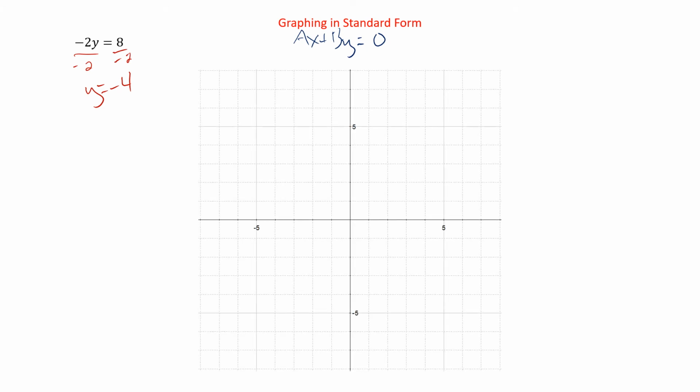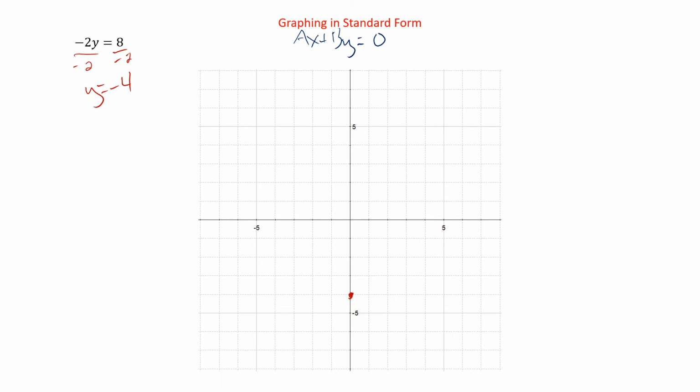Question is, what if that a value, remember that we have ax plus by equals 0. What if a equals 0 and we end up with like -2y equals 8? Well, we could divide by -2 to get y equals -4. Well, what does that look like? Let's graph. We know that when x equals 0, y is going to equal -4. So we're going to put that point there.